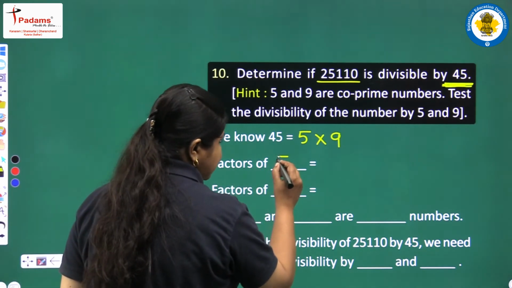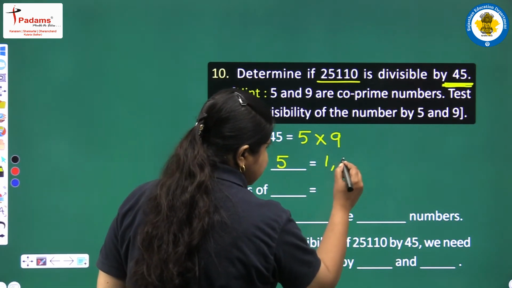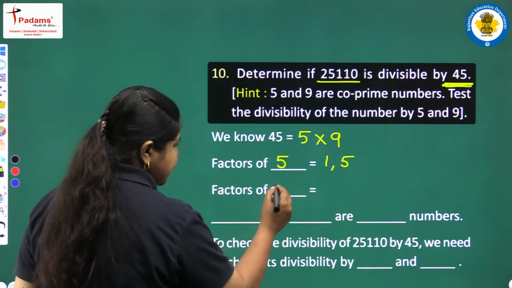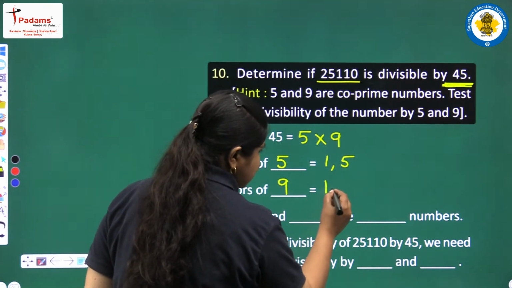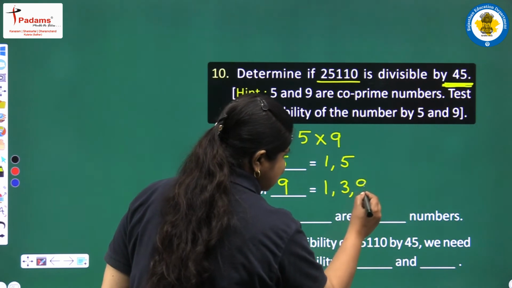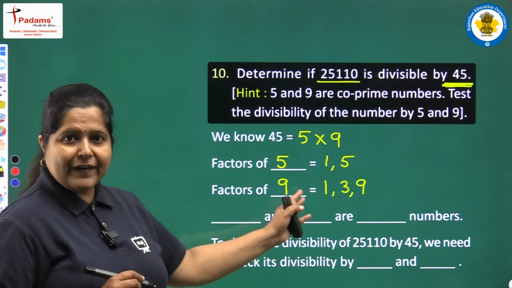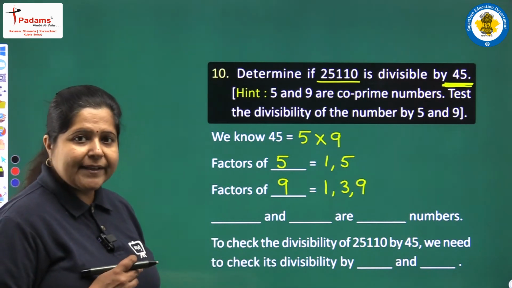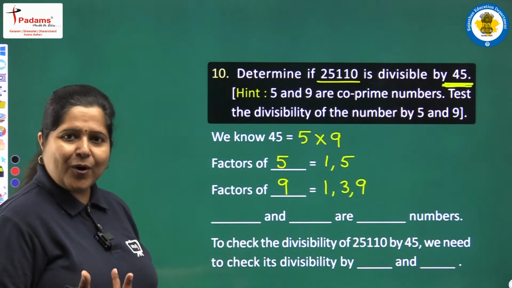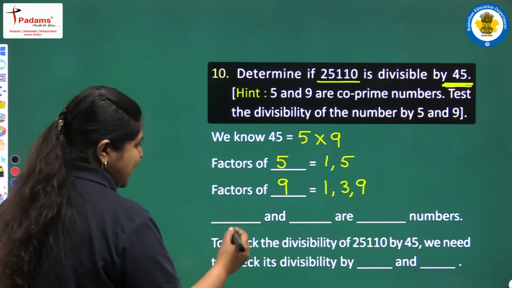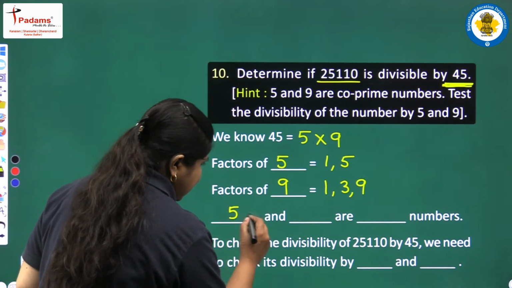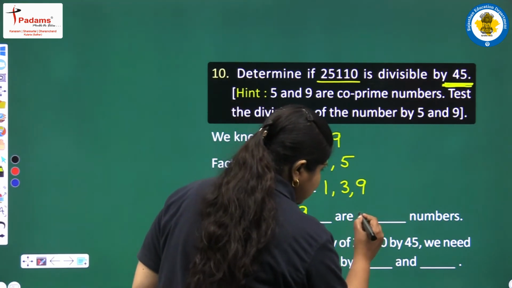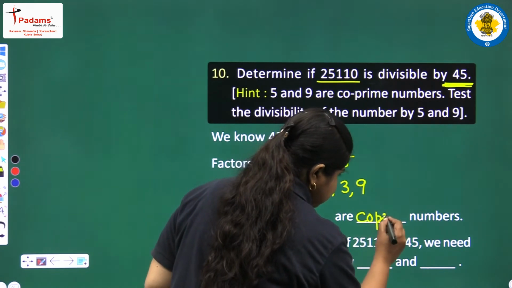Factors of 5. They are simply 1 and 5. And what are the factors of 9? They are 1, 3 and 9. Now you can see only 1 is the common factor, सिर्फ 1 ही common है और तो कोई factor common नहीं है दोनों में, इसलिए ये दोनों co-prime numbers हैं. So we can write here that 5 and 9 are co-prime numbers.